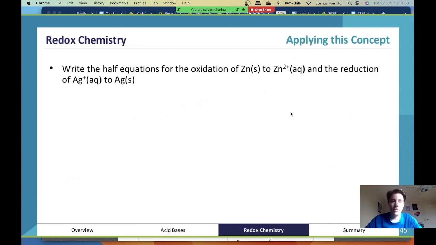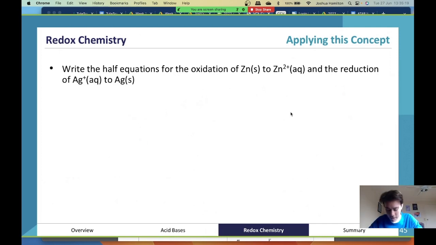So let's apply the concept. We will do one little application of it. I want everyone to write out the half equations for the oxidation of zinc to zinc 2+, and then the reduction of Ag+ to Ag solid. So for those of you who are watching the recording, please pause and have a go. We're just going to jump straight into it.